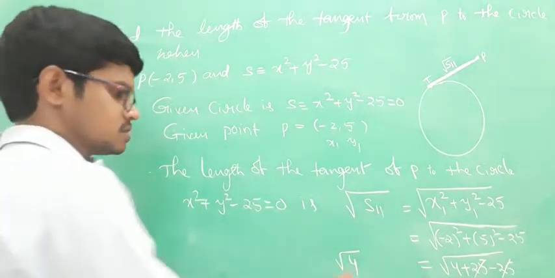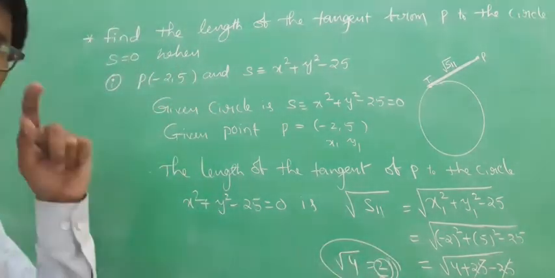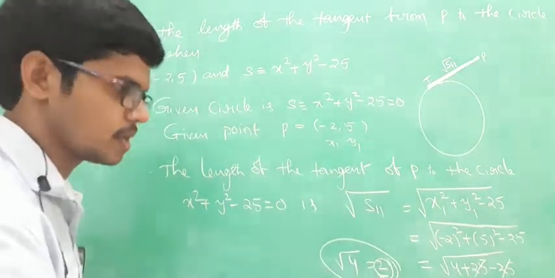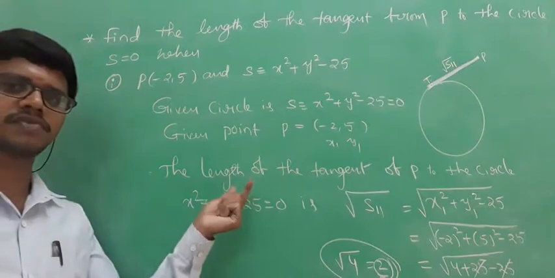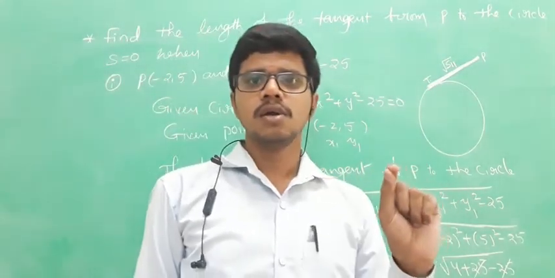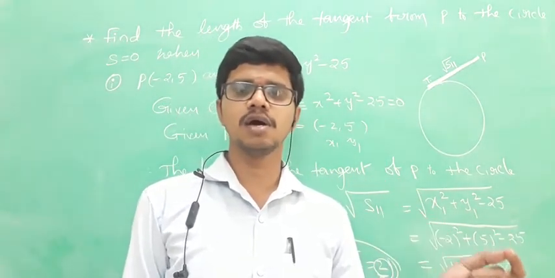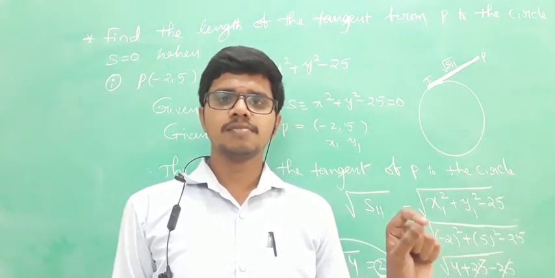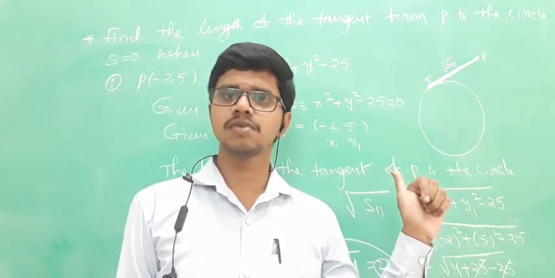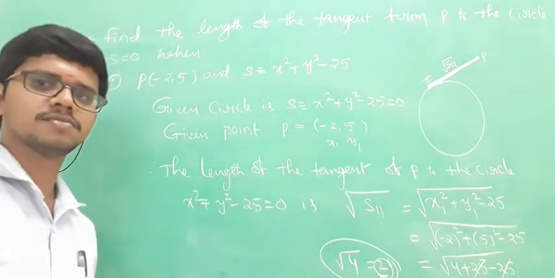Root 4, that is 2, is the length of the tangent from the point to the circle. So we have to find the length of the tangent. The formula is root S11. For finding the position of a point, S11 is less than, greater than, or equal to zero. For finding the power of a point, we only have to find the value of S11, and for the length of the tangent we have to find the square root of S11. Okay, let us see some more problems.